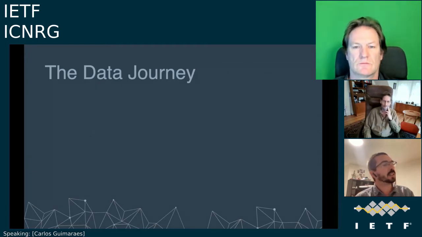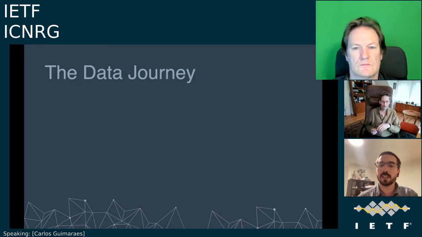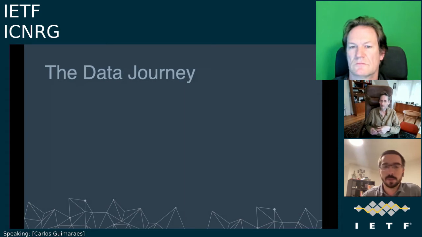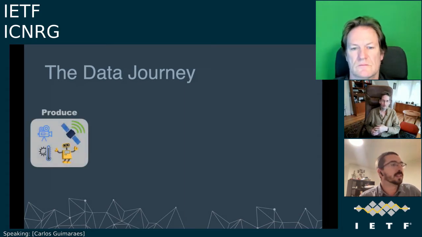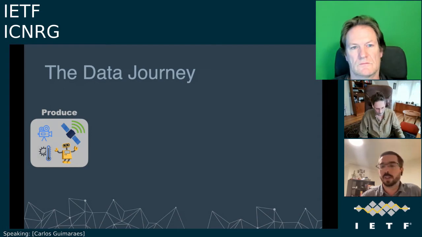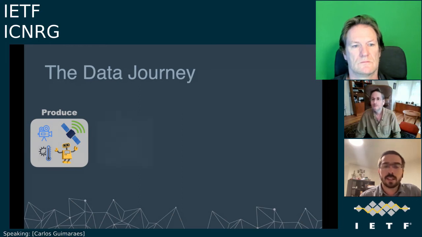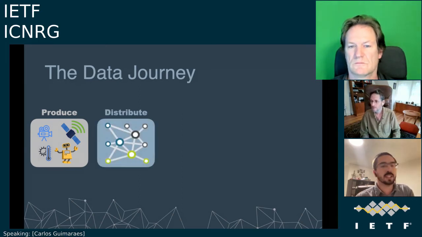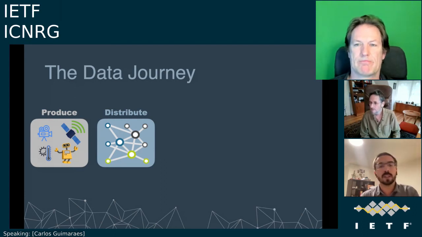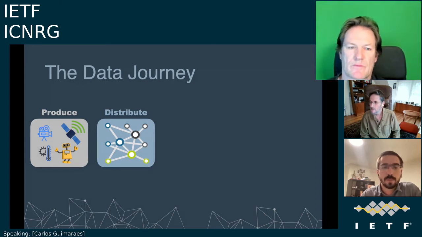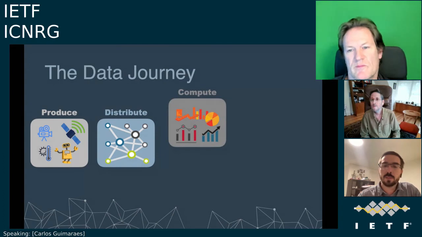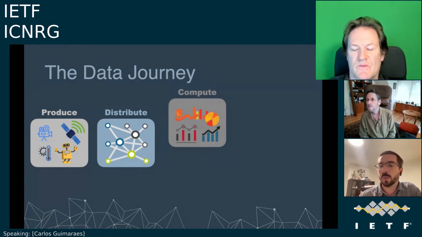Let's first imagine that we have some data, and let's see the journey that it takes from when it is produced until it is consumed. The first thing that happens is that data gets produced by the most variety of entities. They can be robots, satellites, sensors, and so on. Then this data is distributed, perhaps just inside the same physical node, or within the same local area network, or eventually across different geographic locations. This distribution happens because either we want some computations to be applied over this data, or just because we want it to be stored.